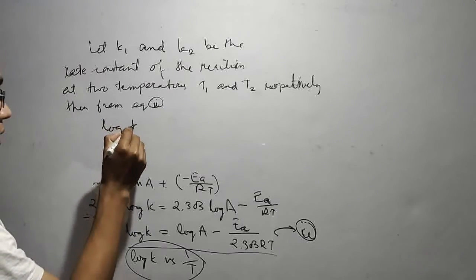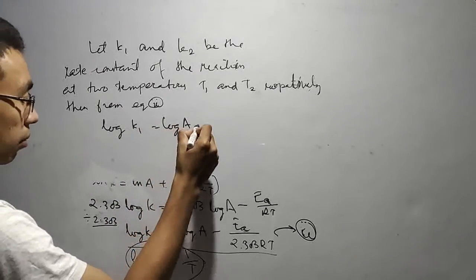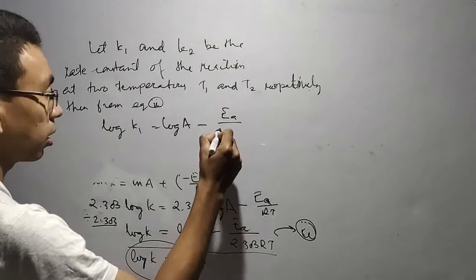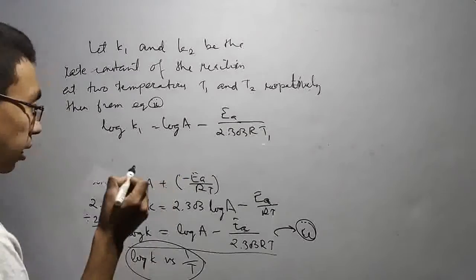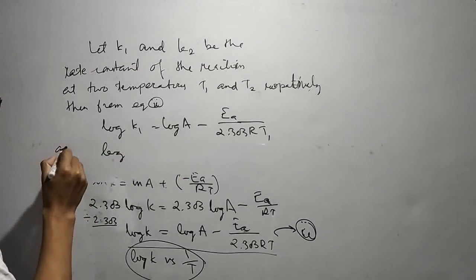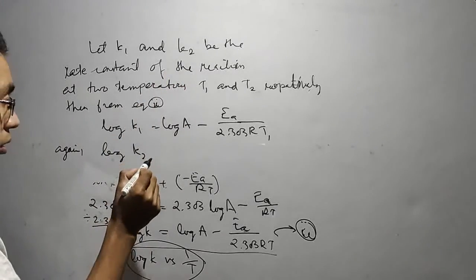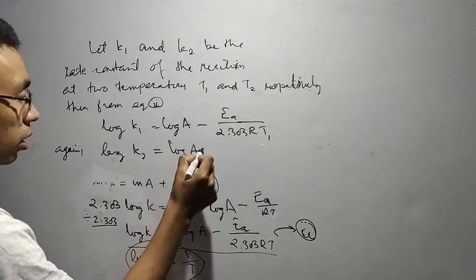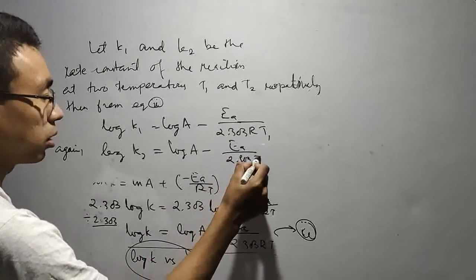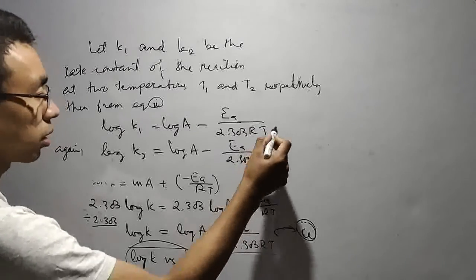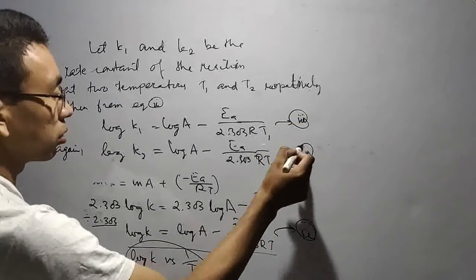Now what we do, from equation 2: log k1 is equal to log A minus Ea by 2.303 RT1. Then again for k2 we use log k2 is equal to log A minus Ea by 2.303 RT2. Make this equation number 3 and this one equation number 4.